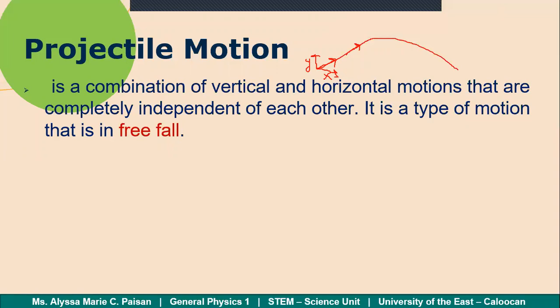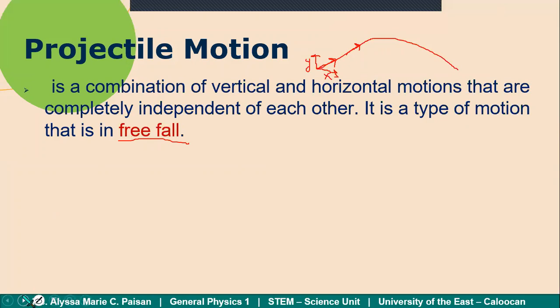Now we do computations, separating computations for vertical and horizontal. Okay, that's why we say that they are independent from each other. The horizontal component does not affect the vertical component, and vice versa. Now, another thing about projectile motion is that it's free fall, meaning we neglect the effect of air resistance and other forces, and we are just considering the effect of gravity to the object undergoing projectile motion. Right? That's the assumption. No?